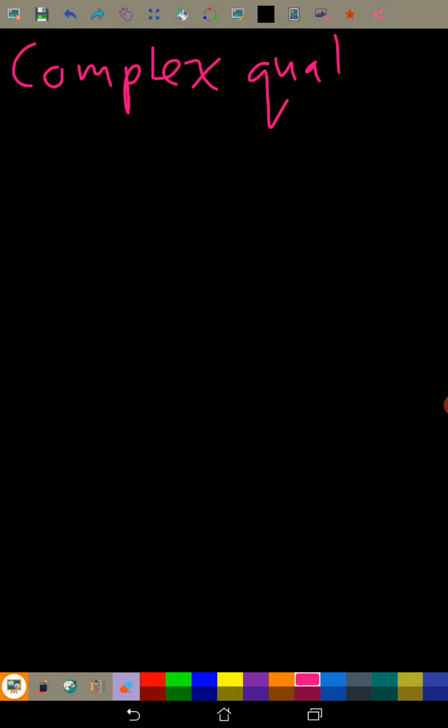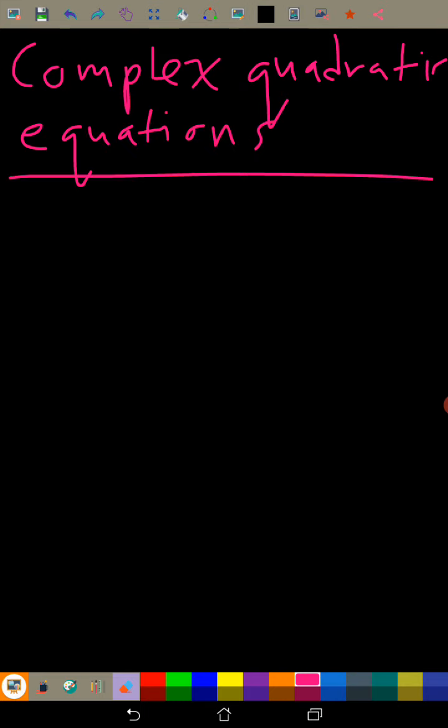I'm revising my pure math since I am now doing my BSc physics with mathematics as an elective. So right now I'm still learning about quadratic equations. Today we're going to look at some complex quadratic equations. So that's what we're going to look at.